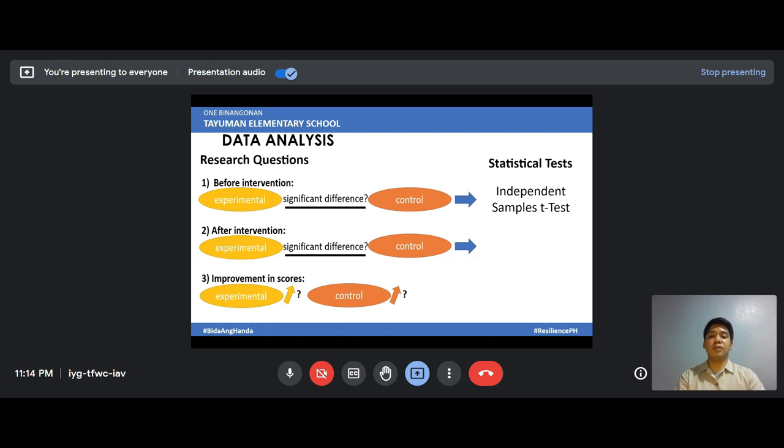How did we analyze our data? For question number one, we use independent samples t-test. Question number two, independent samples t-test also. And for the last question, we use paired samples t-test.